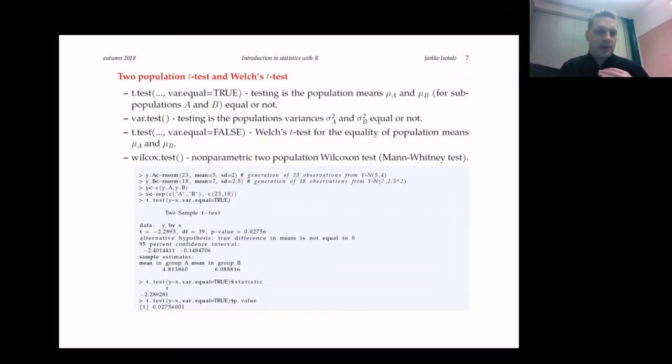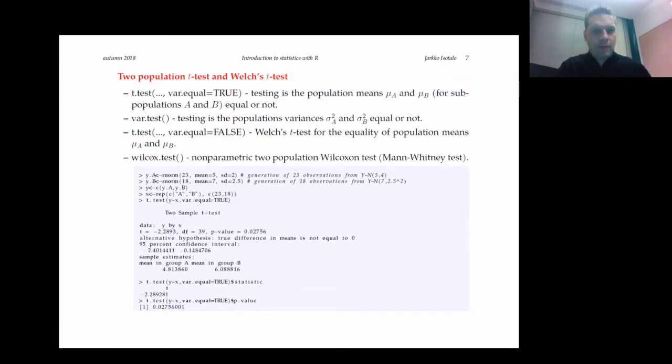However, if it's really clear that the random variable y does not follow a normal distribution, but still is a numerical variable, then we can use a Wilcoxon test, which is also called the Mann-Whitney test. It is a non-parametric test which tests whether the two population medians are at the same level or not.